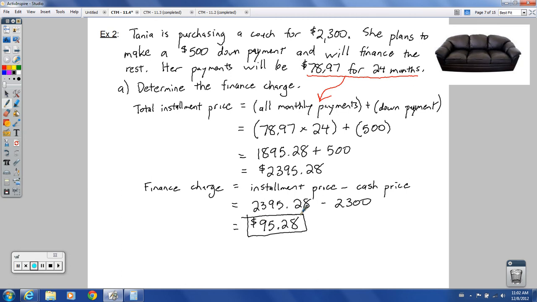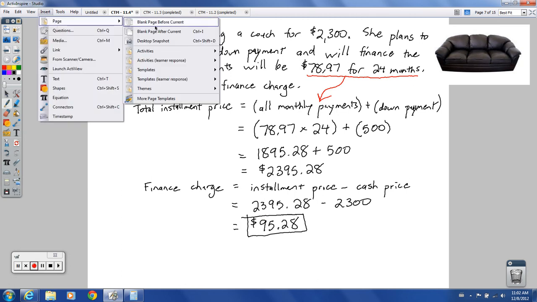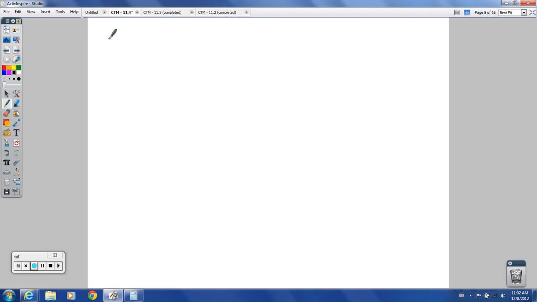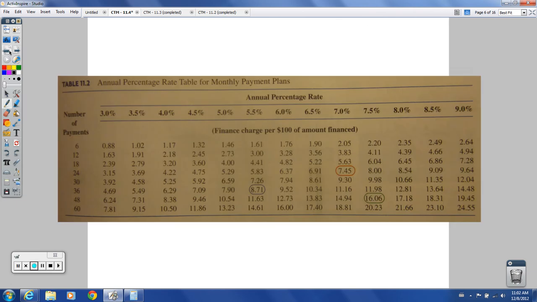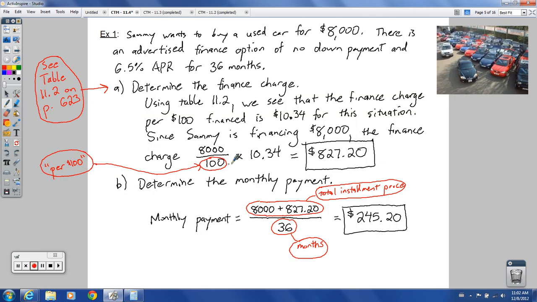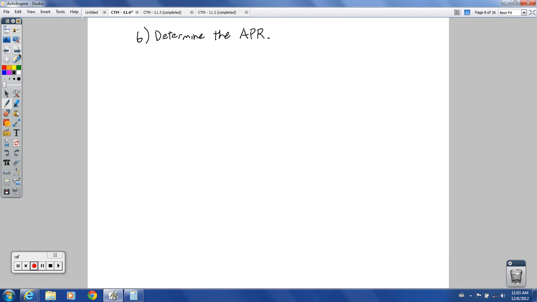We got a part B here though, so I'm going to insert a new page after that. I'm not going to have enough space to quite fit that in. Part B is to determine the APR. So the annual percentage rate, what is that? Go back to the thoughts we had back here with example 1. We're going to be using this idea in kind of reverse, you might say.